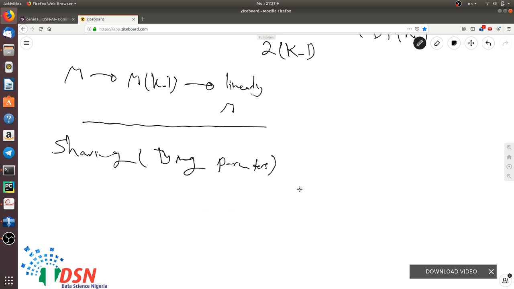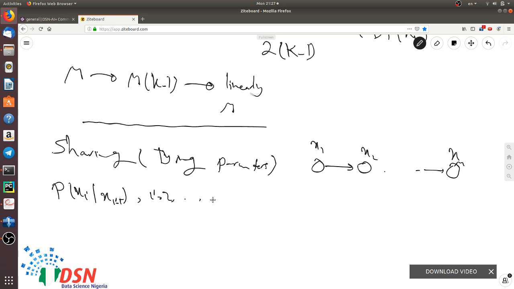For example, let's say for m variables, in normal condition we have something like this. We can arrange that all of the conditional distributions of xi given xi minus 1 for i from 2 to m are governed by the same set of k times k minus 1 parameters.